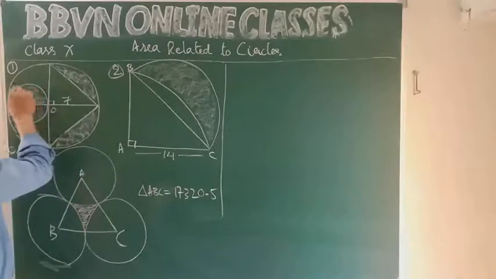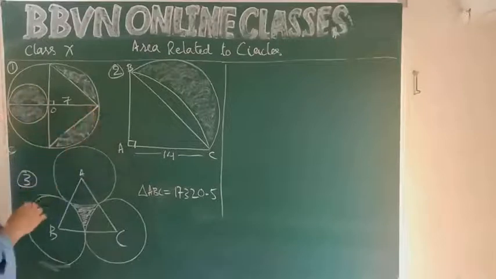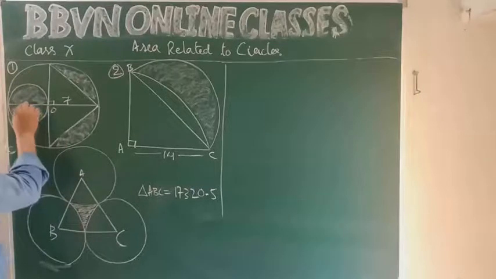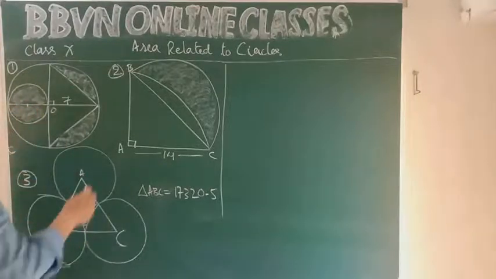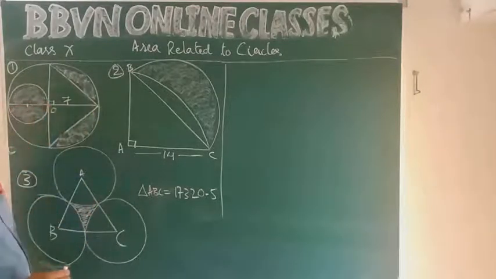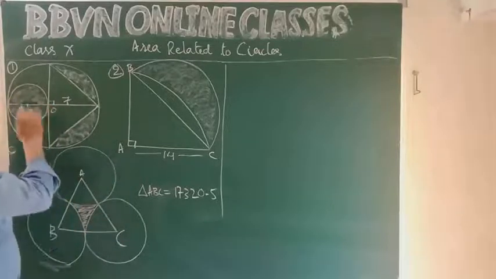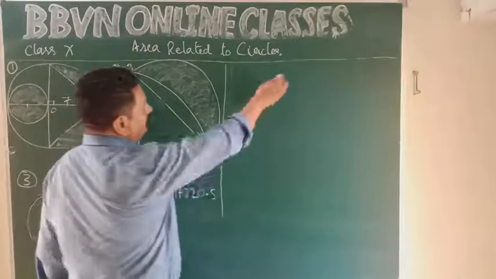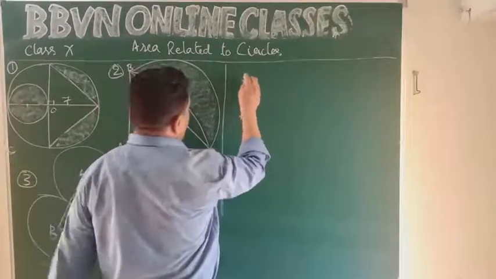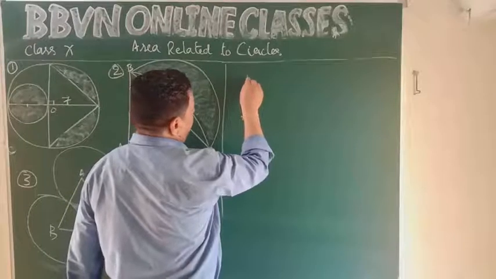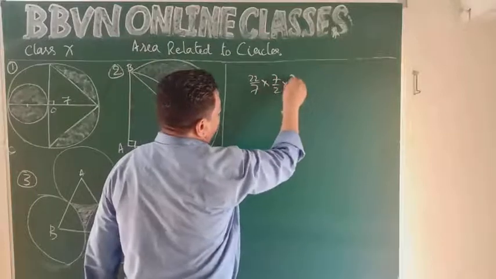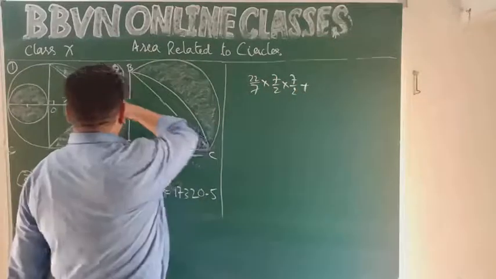Then again, I have a circle here whose diameter is equal to the radius of the larger circle. So if the radius of the larger circle is 7, the radius of the smaller circle will be 7 by 2. We have to find the area of the shaded region. Area of the shaded region is one circle plus two identical segments. So area of this smaller circle, pi r square, 22 by 7 into r, which is 7 by 2, into 7 by 2, plus two segments.